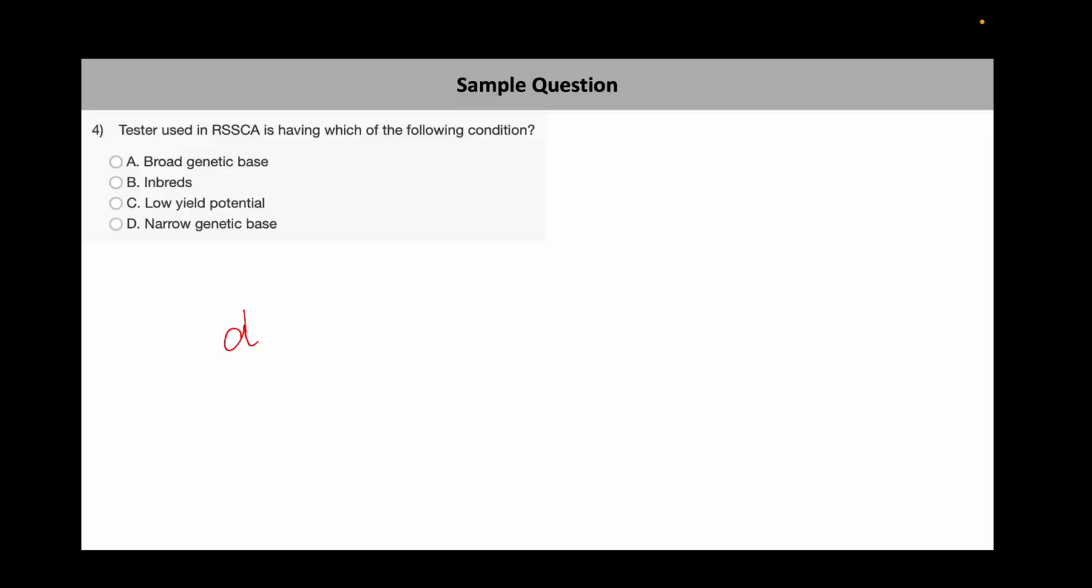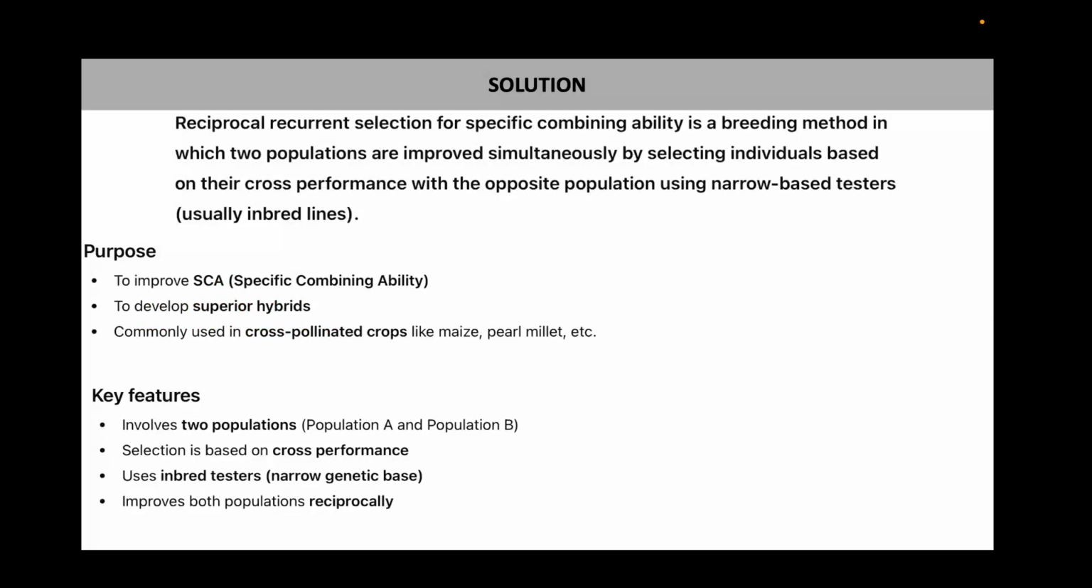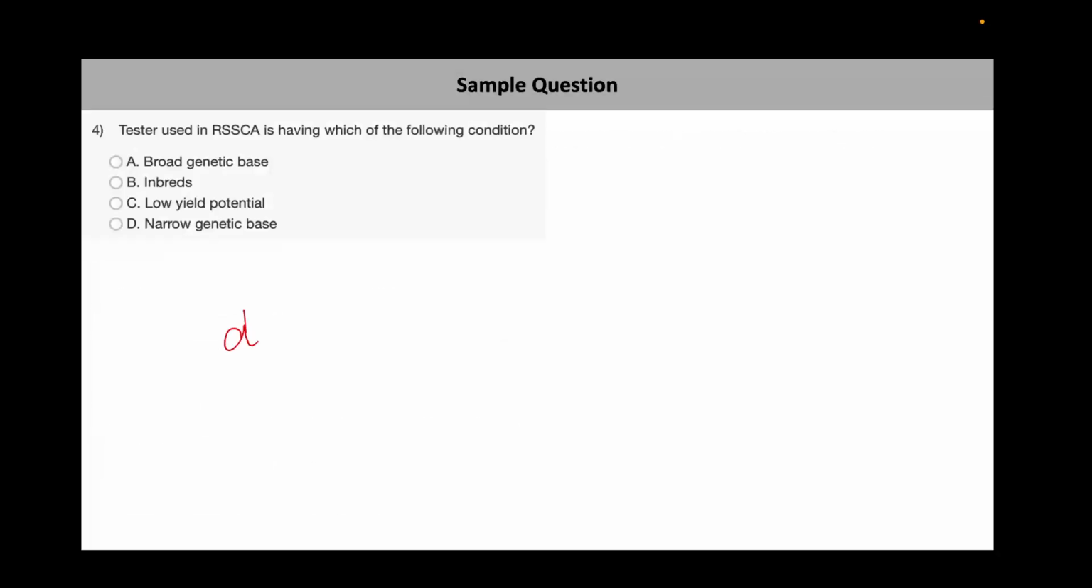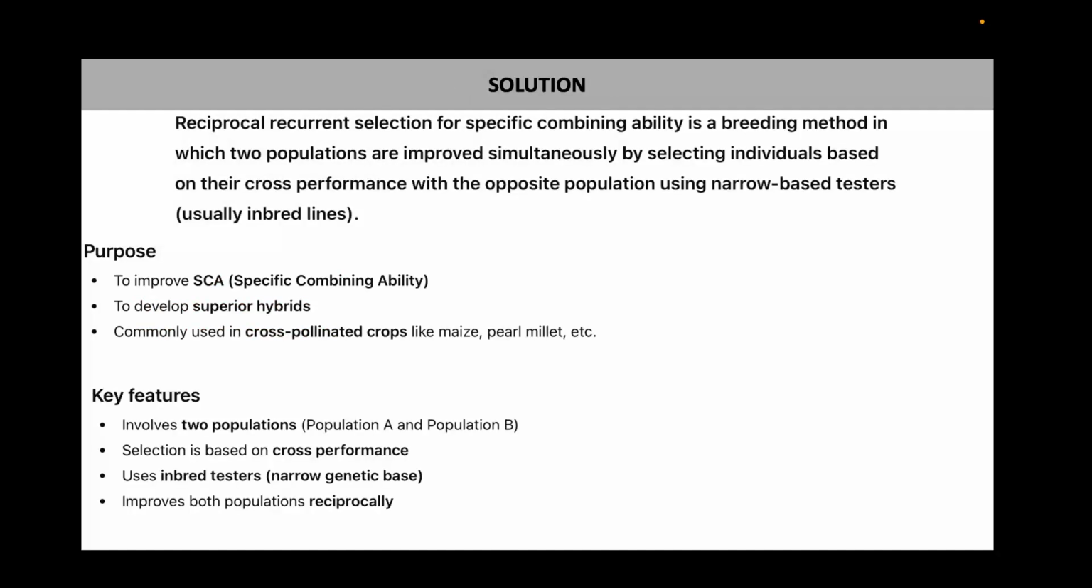Okay, so let's discuss this answer. So first of all, what is the term RSSCA? RSSCA is basically short form for reciprocal recurrent selection for specific combining ability. Okay. So it is basically a breeding method in which two populations are simultaneously improved. And this is done by selecting individuals based on their cross performance with the opposite population and then using narrow based testers, which are usually inbred lines.